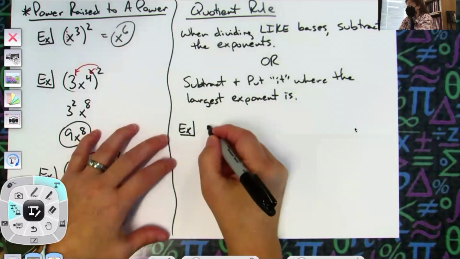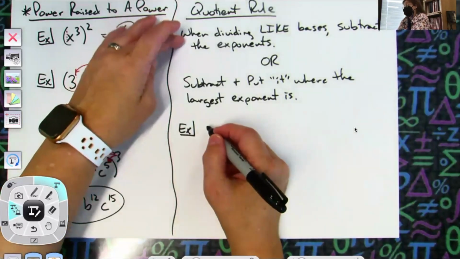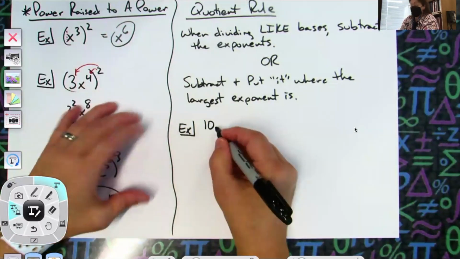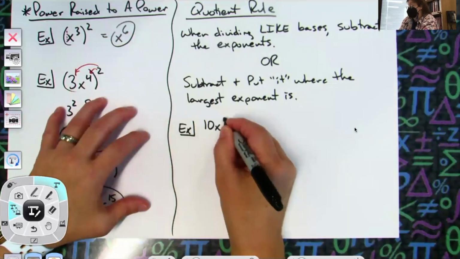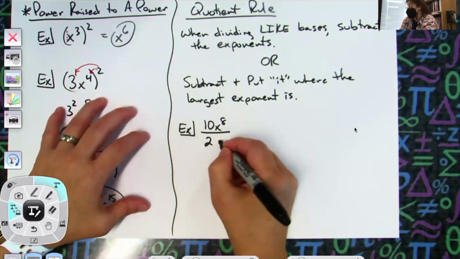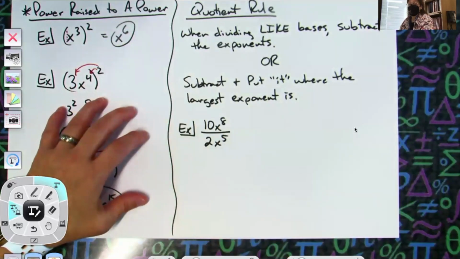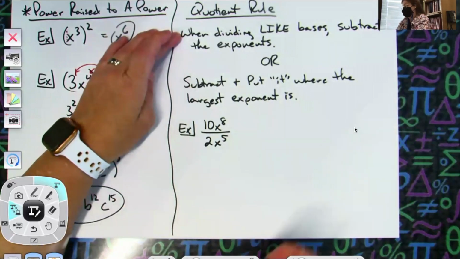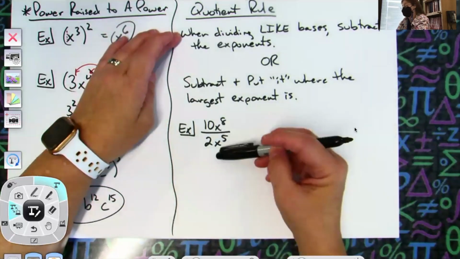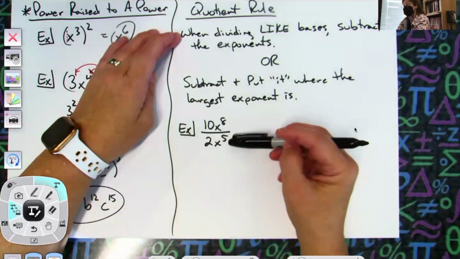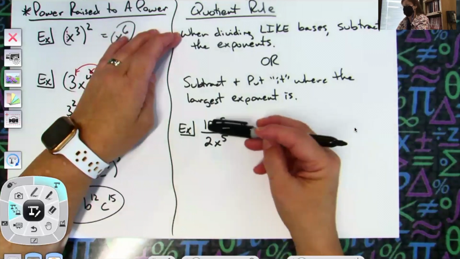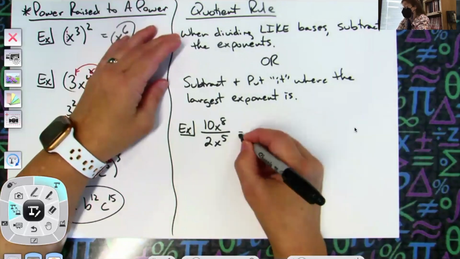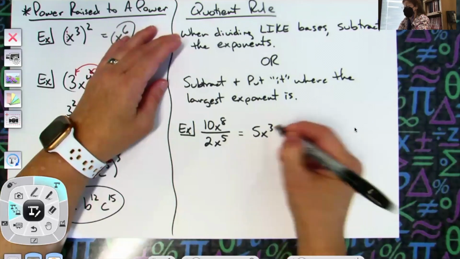Let's do one that fits the top rule better than this one necessarily, or something you would have done early on before I gave you my rule. Let's say you had a 10 x to the 8th over a 2 x to the 5th. All right, so if you did not know my rule and you were just doing what you had learned in Algebra 2, you would take those like bases, you're dividing them, you would subtract, you get an x to the 3rd, right? And then you would take the coefficients in front and you would divide. So 10 divided by 2, that's going to give you a 5. So you would have a 5x to the 3rd. Okay?